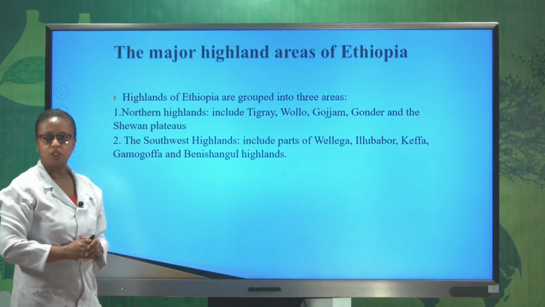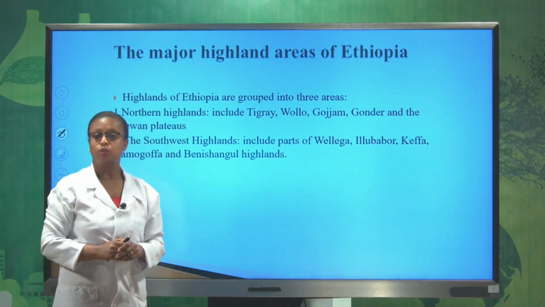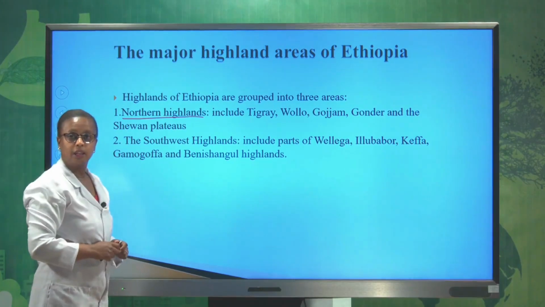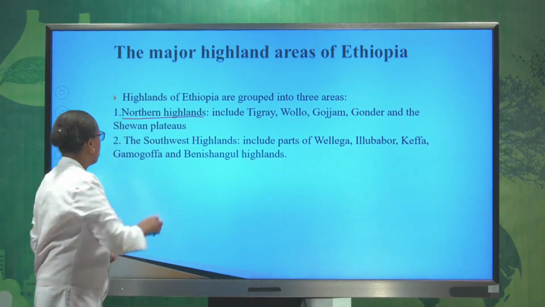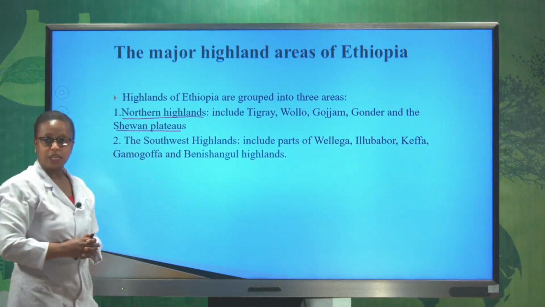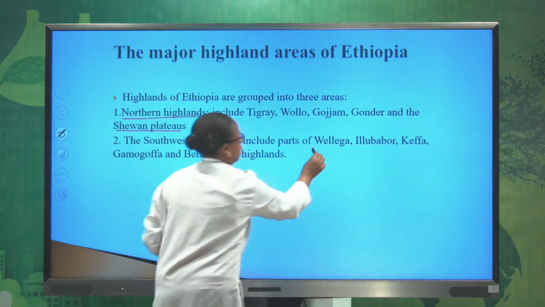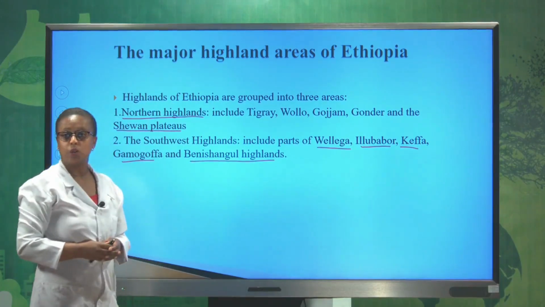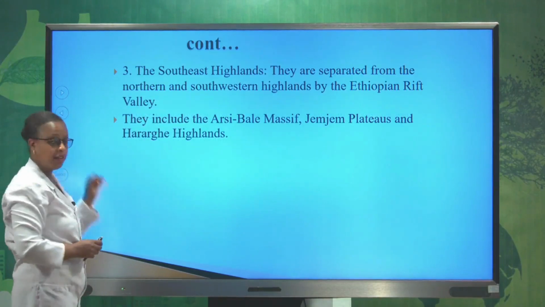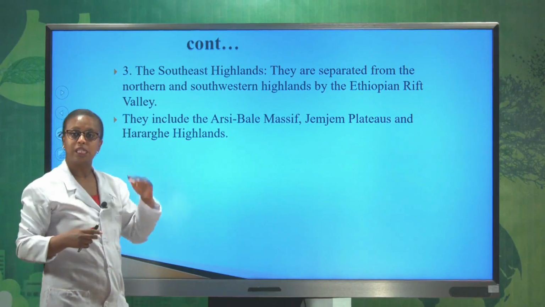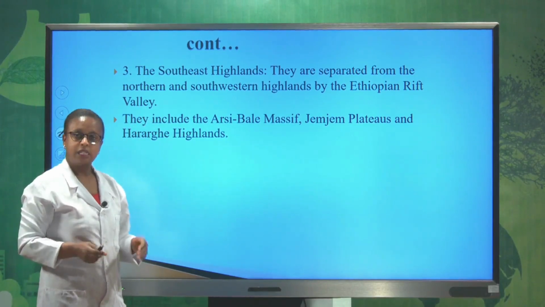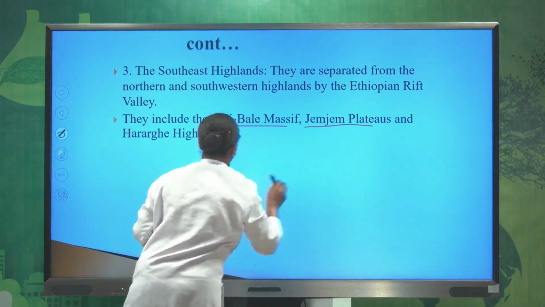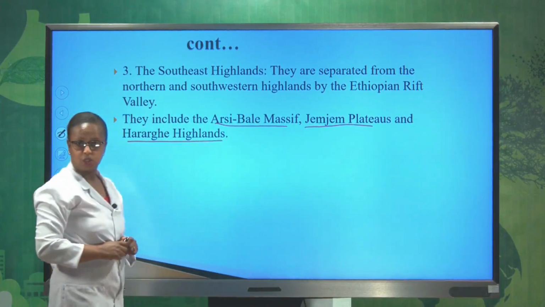Let us see the major highlands of Ethiopia. The highlands of Ethiopia are grouped into 3 categories. The northern highlands include Tigray, Gojam, Wello, Gondar, and the Shwa plateaus. The southwestern highlands include Wallagga, Ilibabur, Kafa, Gamogofa, and Benshangul highlands. The southeastern highlands are separated from the northern and the southwestern highlands by the Great Rift Valley. The southeastern highlands include the Arsibale Massif, Jimma Plateau, and Hararge highlands, which are the major highlands of Ethiopia.